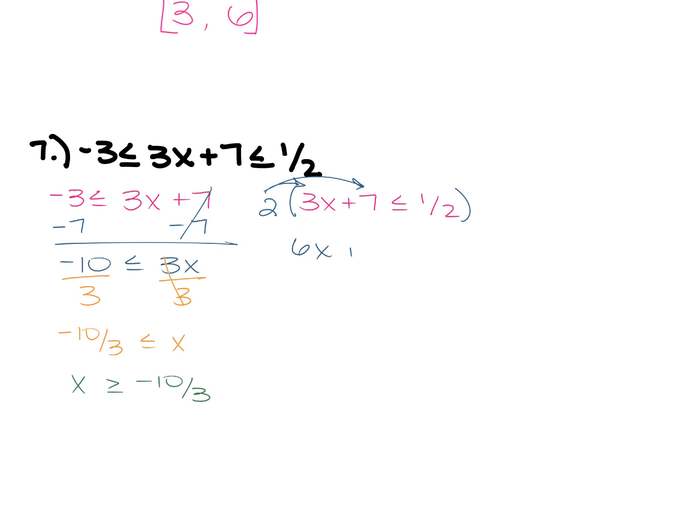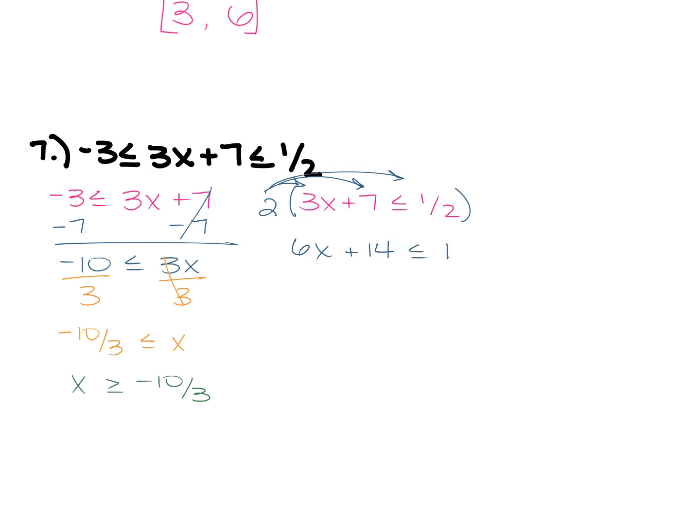Oh, it is supposed to be 14. I don't know why I did that. Thank you. I'm multiplying the 3 by 7 instead of the 2. All right, so 14 is less than or equal to 1.